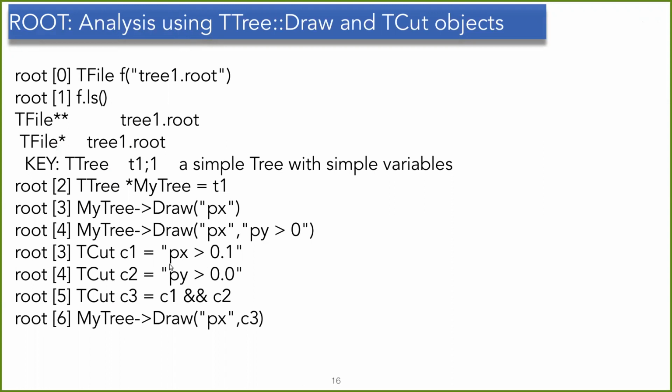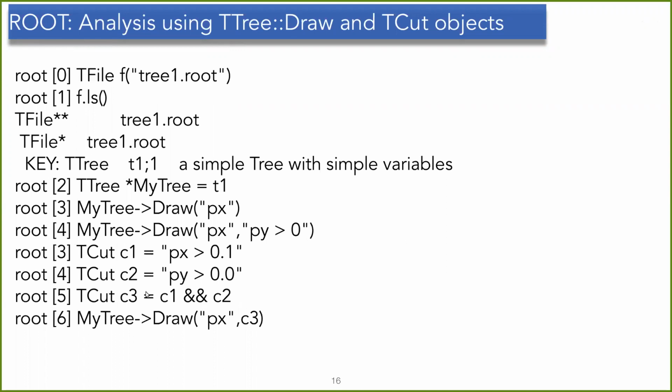So for example, you want to define a few cuts. Say here I have defined three TCuts, C1, C2, C3. The first cut you can define within the TCut. The first cut is px greater than 0.1. The second cut is py greater than 0.0. And in the third cut, I have just put an AND condition between C1 and C2.